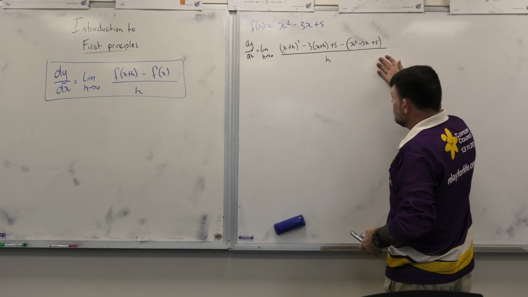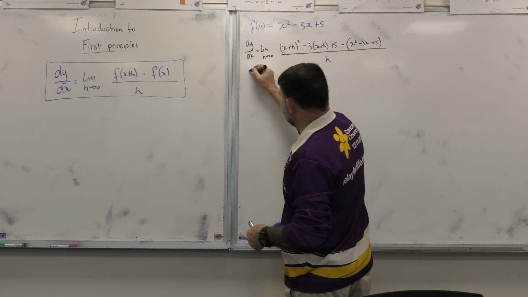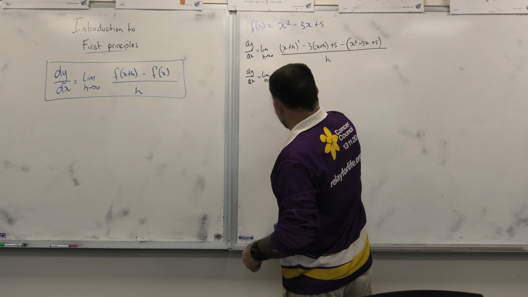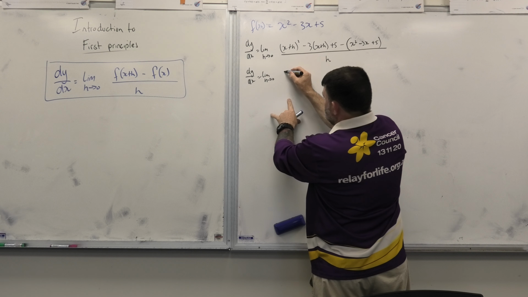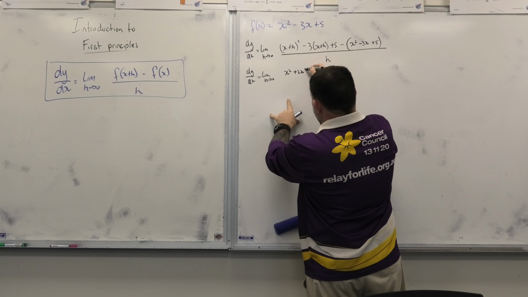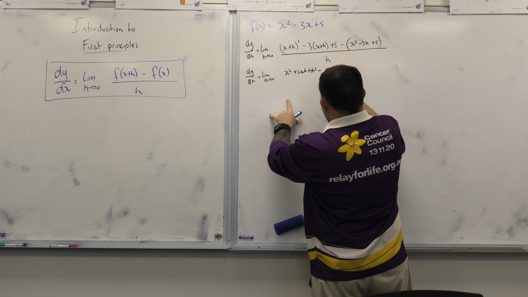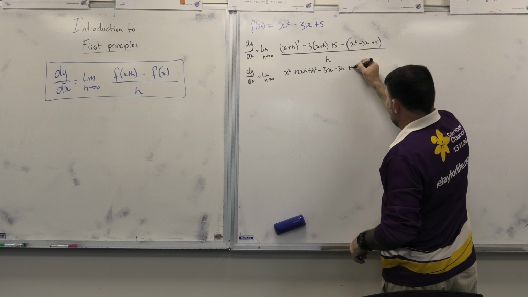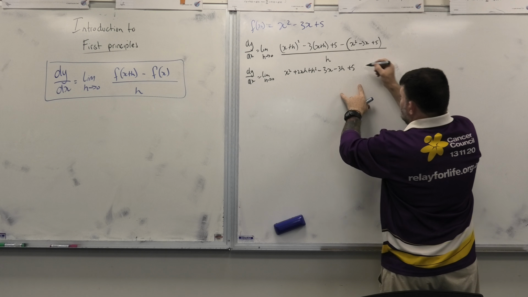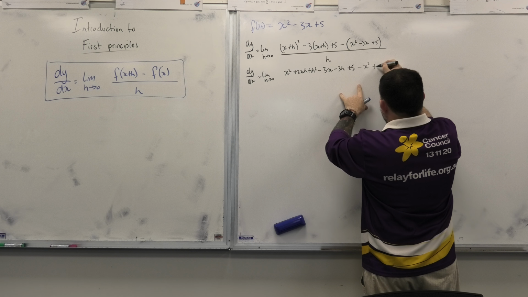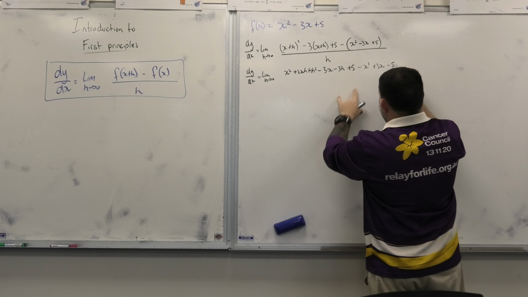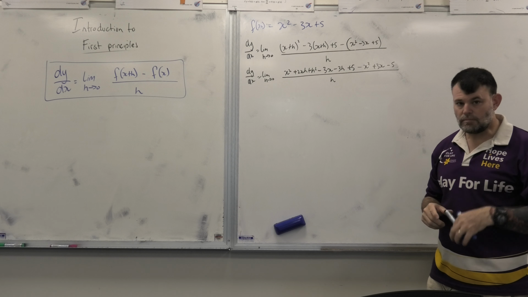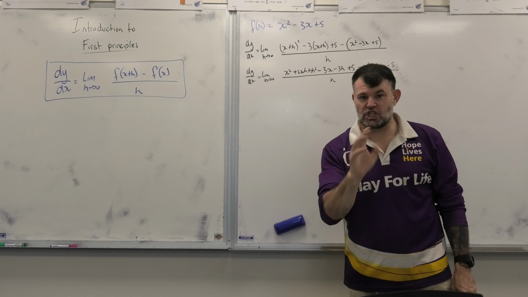The next part is we're going to expand. So let's rewrite dy dx as the limit as h approaches 0 of this expanded: x squared plus 2xh plus h squared minus 3x minus 3h plus 5. Now if I expand this bracket here, I get minus x squared plus 3x minus 5. And this here is all over h. So what we have here is our first checkpoint.